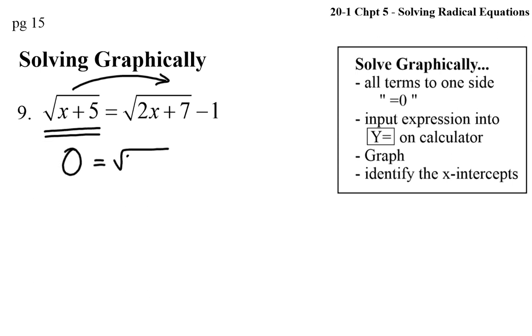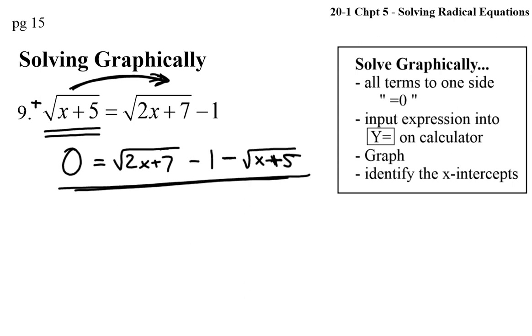I have a root 2x plus 7 there now. I have subtract 1. So when I move a positive root x plus 5, it will become negative root x plus 5. The sign in front will change anytime I move something across the equal sign. So this is what I now need to substitute into y equals, graph it, and look for the intercepts.